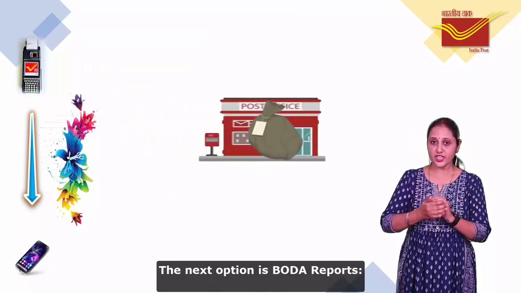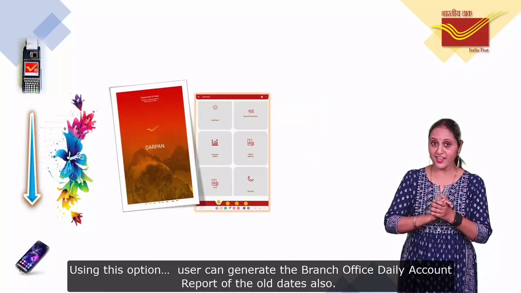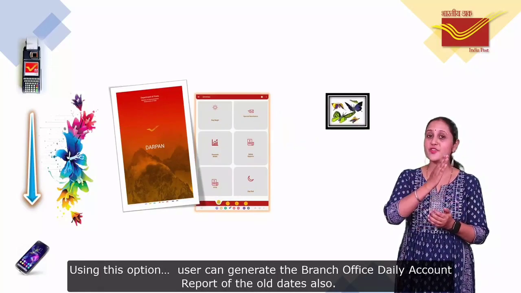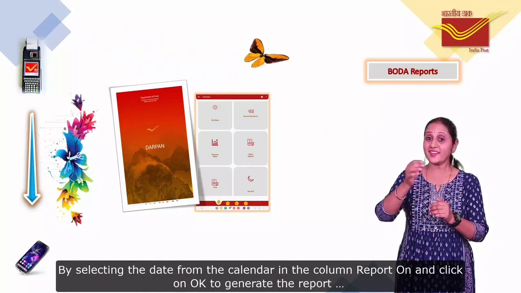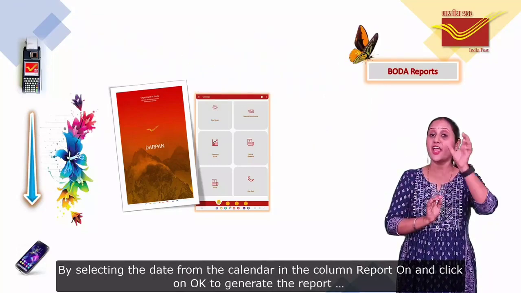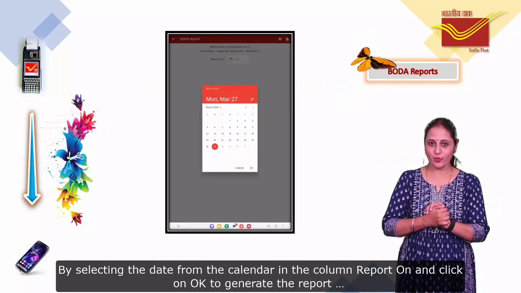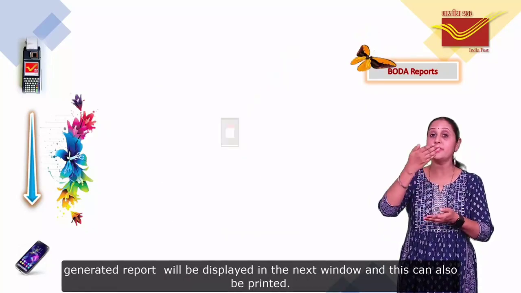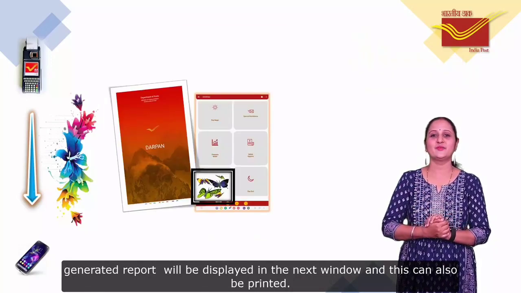The next option is BODA Reports. Using this option, the user can generate the branch office daily account report of old dates also by selecting the date from the calendar in the column report and clicking on OK to generate the report. The generated report will be displayed in the next window and this can also be printed.